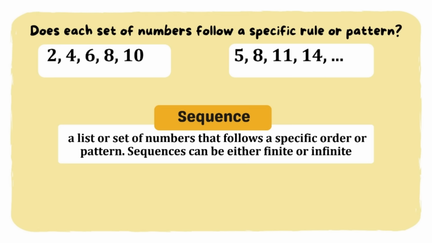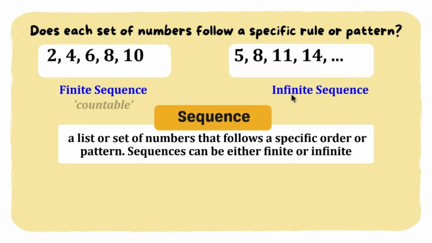Sequences can be either finite or infinite. Okay, so sa dalawang ito po, alin po dito ang finite at alin po kaya dito ang infinite? Alright, so the first one is actually what we call a finite sequence, and the second set of numbers is what we call infinite sequence. Ano po yung pinagkaiba nila? Okay, well, here in the first set of numbers, these are countable. Okay, meron pong ending yung ating pattern. So we have here first is 2, 4, 6, 8, and then lastly we have 10. Hanggang 10 lang po siya.